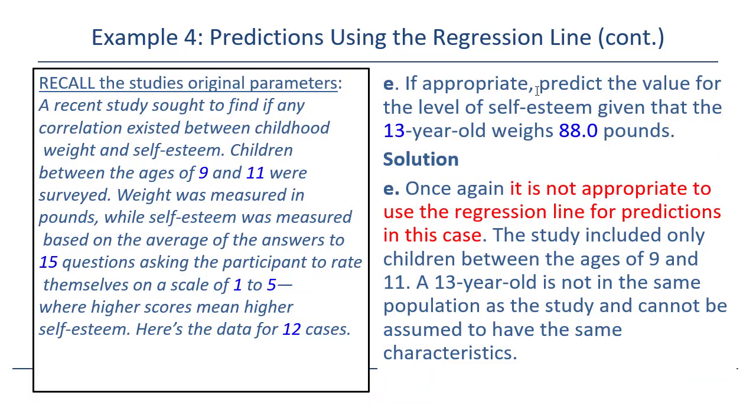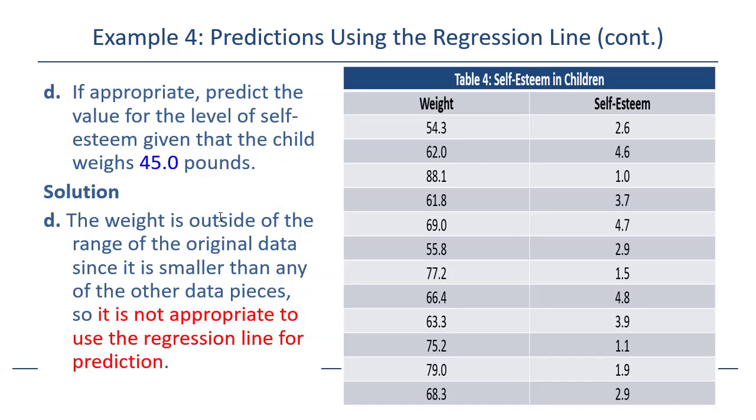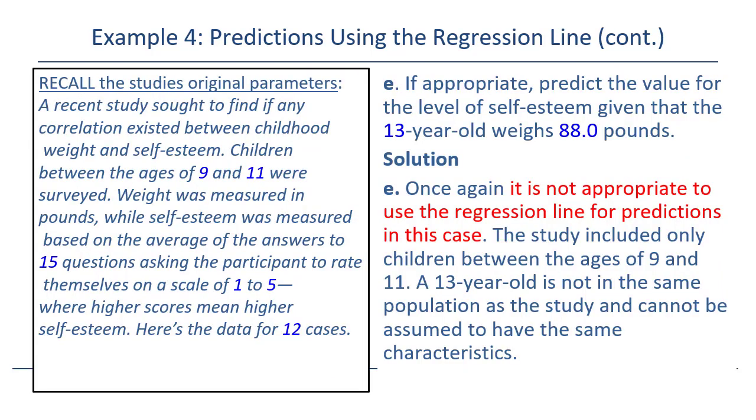Now, last one, if appropriate, predict the value level of self-esteem given that a 13-year-old weighs 88 pounds. Again, it's not appropriate because it falls outside of our range, right? 88.1 is the top end of our range, so it's pretty close to the outside.